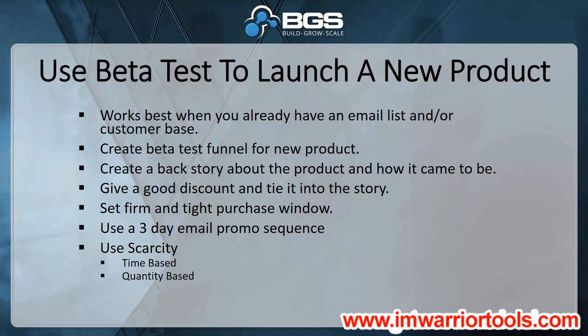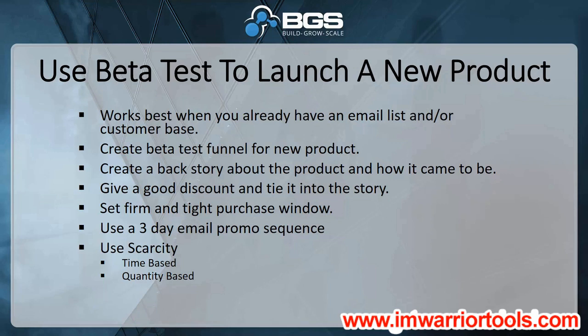Then we set a firm and tight purchase window. You want to do the same thing. Hey, you have 48 hours, you have 7 days, whatever it is. Your coupon code expires within 48 hours and you have 7 days to leave your review. You want to make this happen quickly. The longer you give them to get things done, the longer they'll take to get things done.